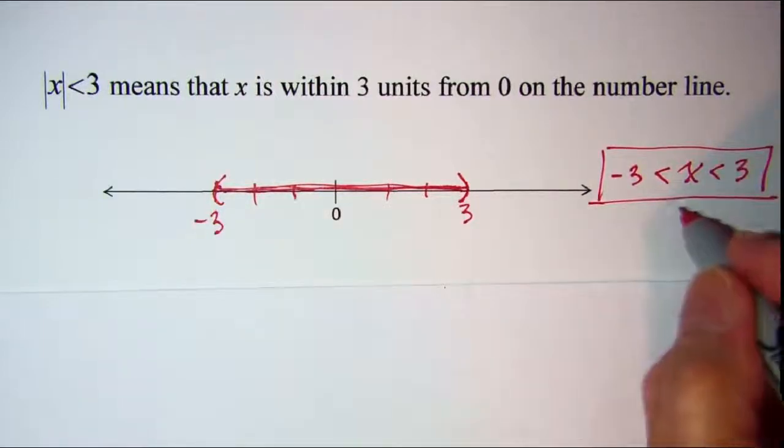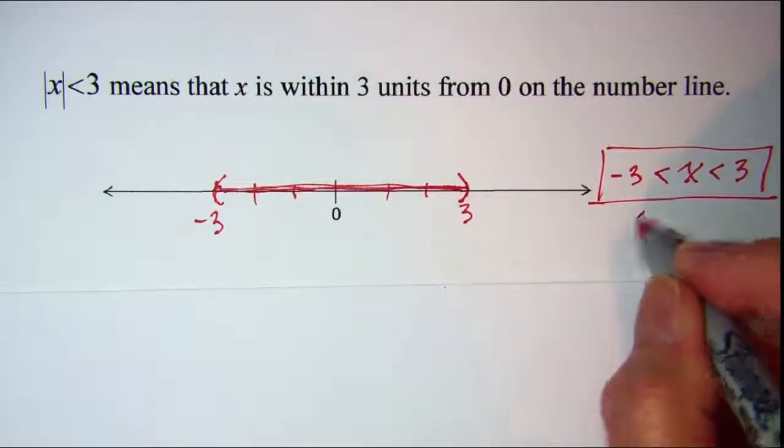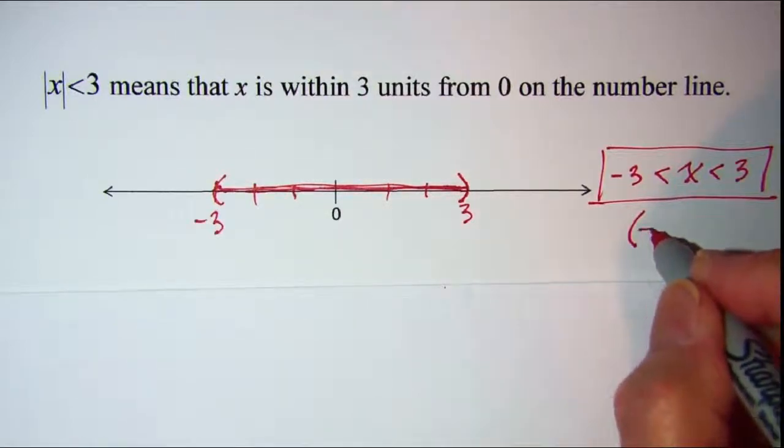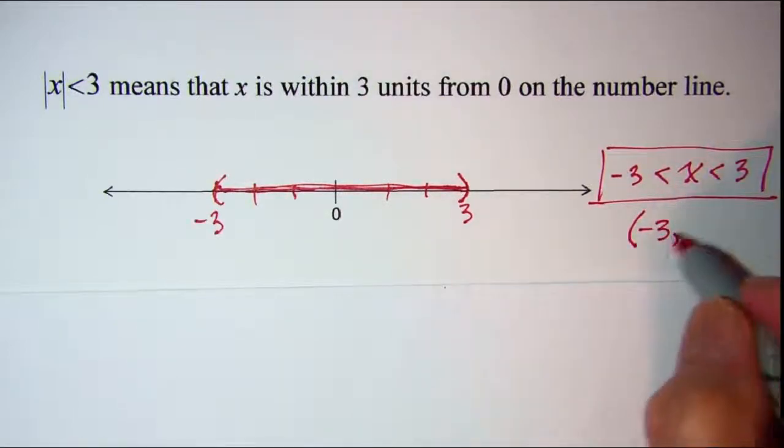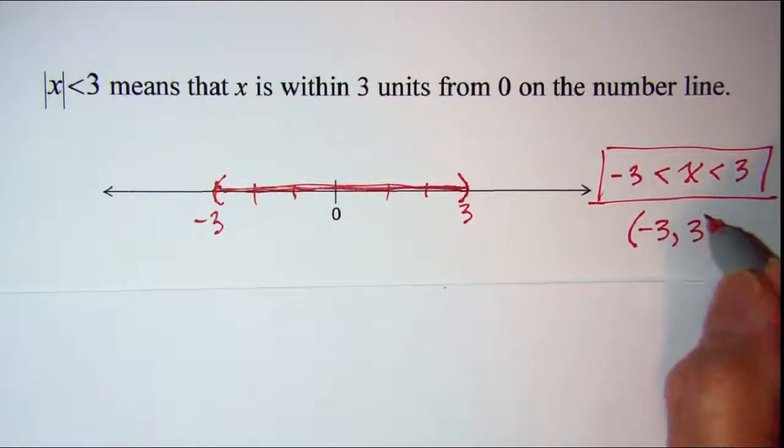Or if you wanted to show this with interval notation, you would write it as -3 at our left boundary and +3 at our right boundary.